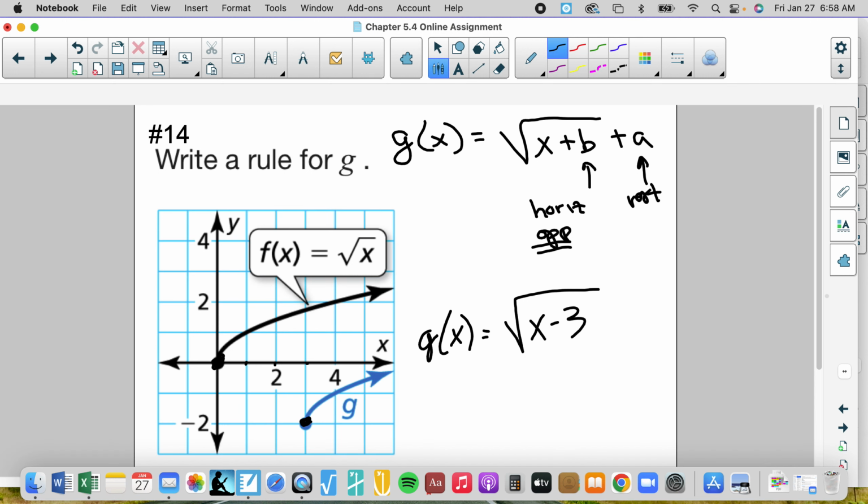Now, our vertical is our true vertical. So we see that it went down 2. So we're going to do minus 2 on the outside. So that's a little trick, a nice little key. It doesn't look like it has a shrink or a stretch, and it also doesn't look like it's flipped over the y-axis or the x-axis. Those are the other 4 components that go into transformations.